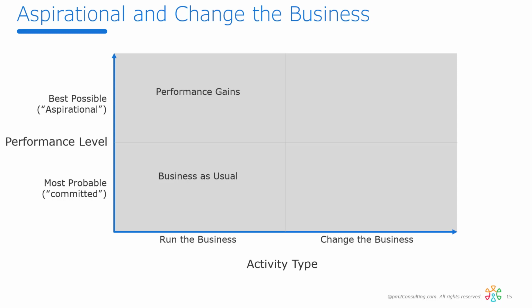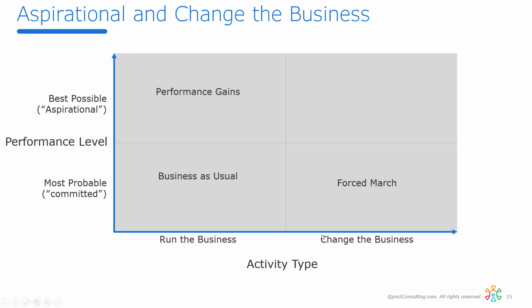If we move over to the change the business block, but not stretching ourselves on the goal, just the most probable, that's what I'm going to call a forced march. That's where the boss is saying, we have to enter this new market. We have to build this new product, but we're not stretching ourselves with the goal. So we're only doing it because the boss is putting pressure on us.